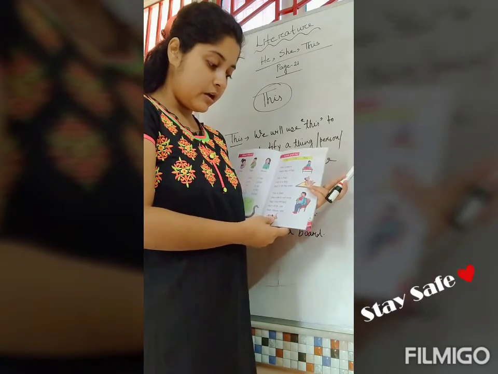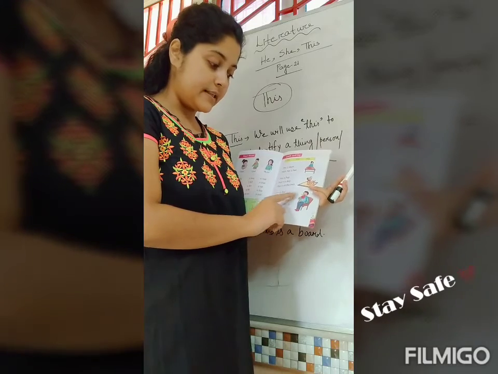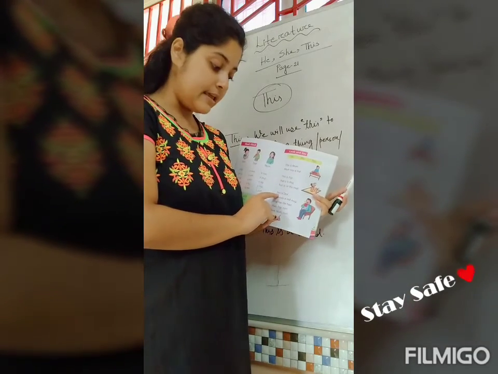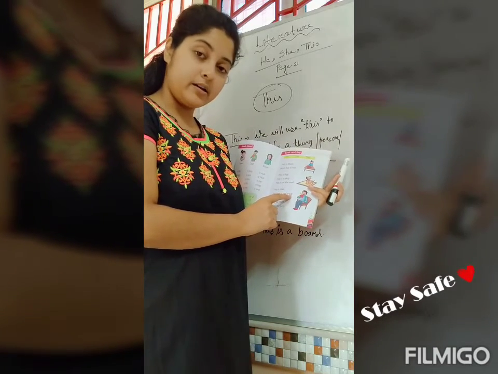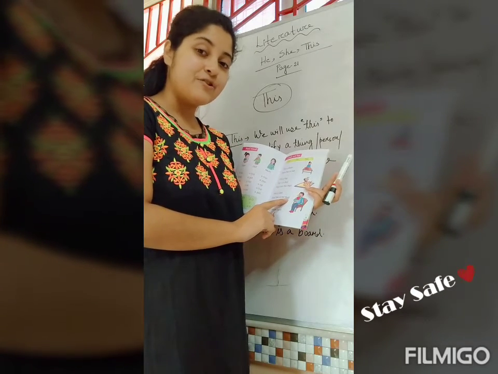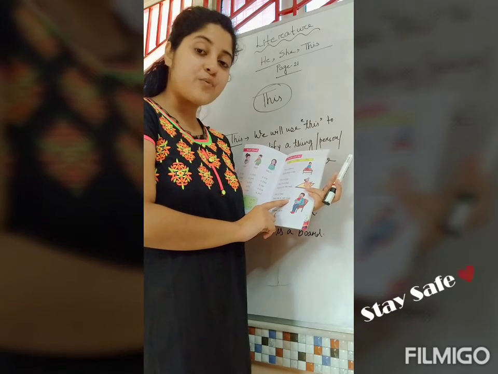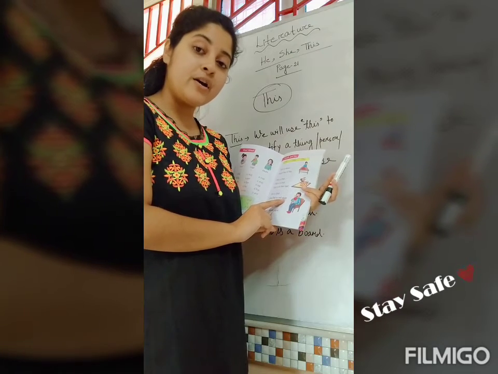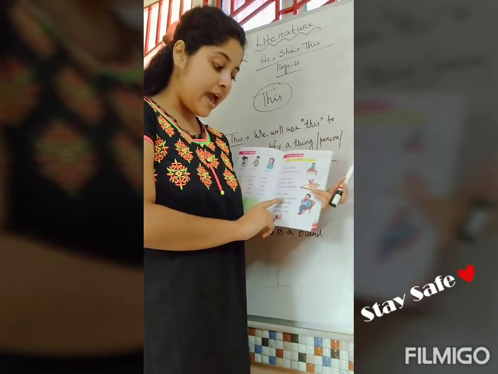Okay? Now look at the next examples. This is dad. Here dad is also close to us. So we have to use this. This is dad. Dad has a red mug. Here what can we use instead of dad? Which pronoun can we use? He or she? Dad is a boy. So we will use he. Very good.